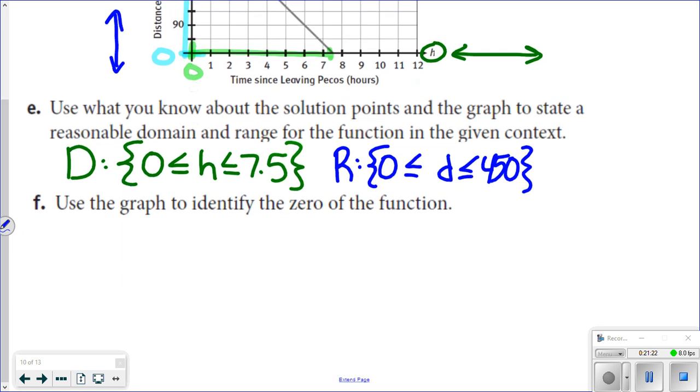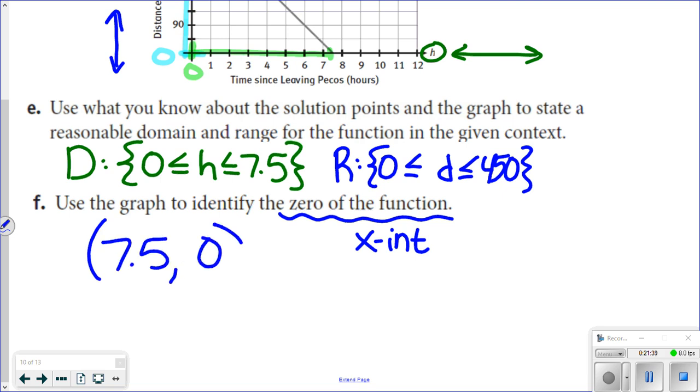Use the graph to identify the 0 of the function. The 0 of the function just means your x-intercept. Okay, your x-intercept, which we've already talked about. Your x-intercept is 7.5, where your graph ends along your x-axis.